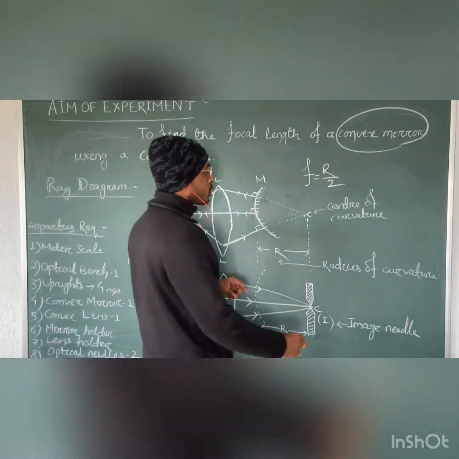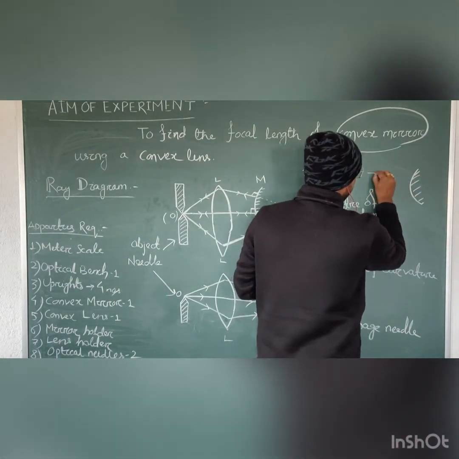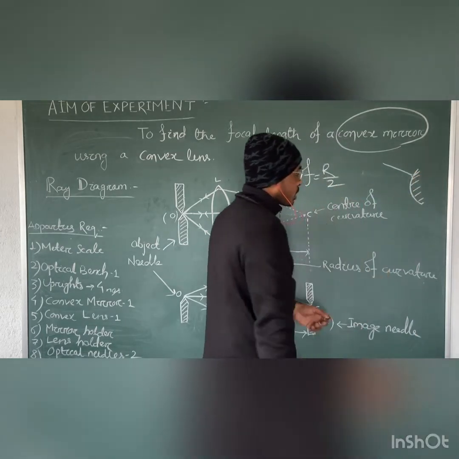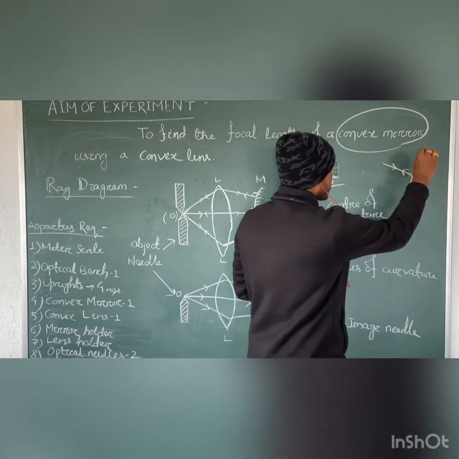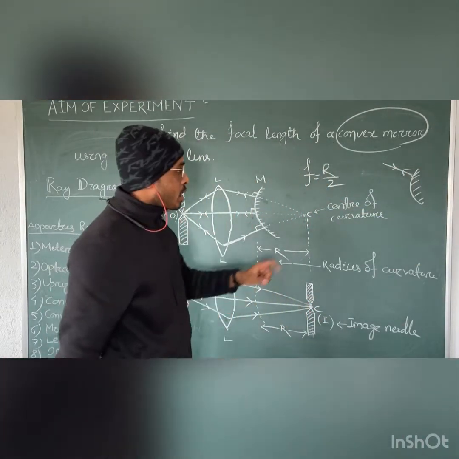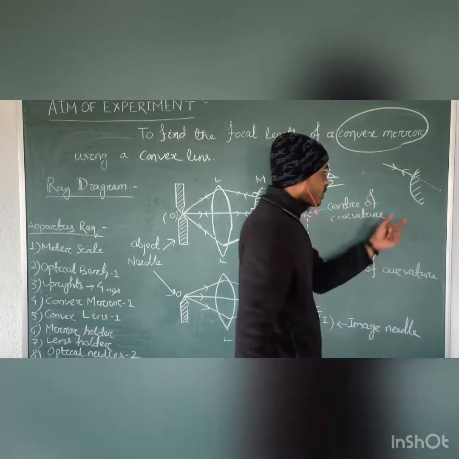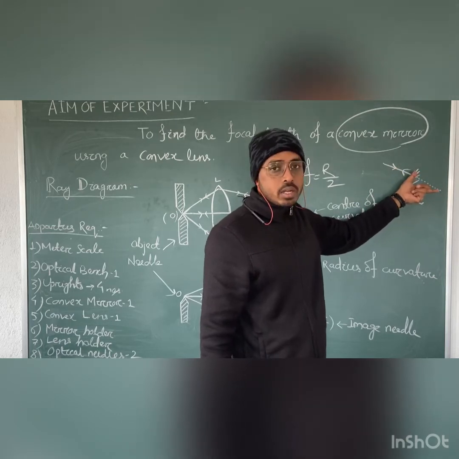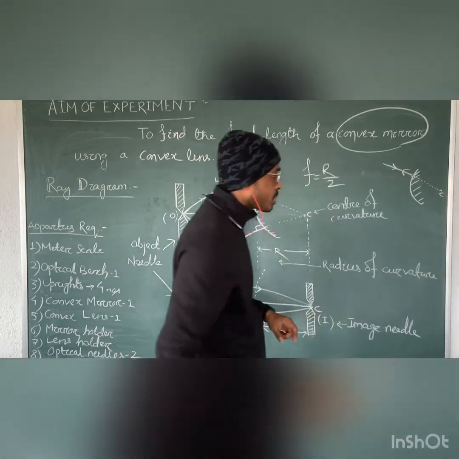We already know, if a mirror is there and the incident rays are perpendicular to the plane of the mirror, they are reflected back. And if we extend these perpendicular lines virtually, then they will be meeting at the center of curvature.